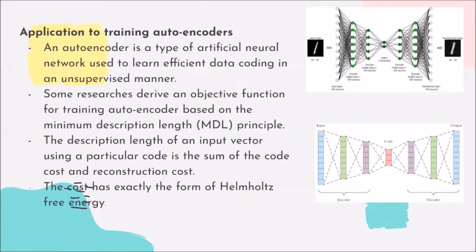Some research derives an objective function for training autoencoders based on the minimum description length principle. The description length of an input vector using a particular code is the sum of the code cost and reconstruction cost. It is defined to be the energy of the code, for reasons that will become clear later. Given an input vector, we define the energy of a code to be the sum of the code cost and the reconstruction cost, which has exactly the form of the Helmholtz free energy. Okay, go to the next slide.